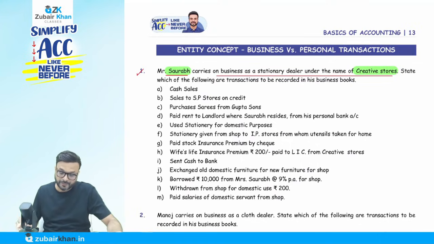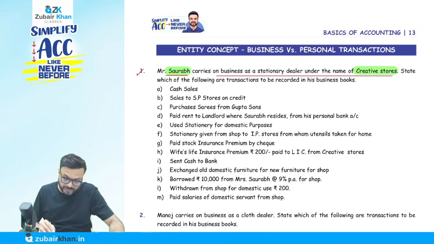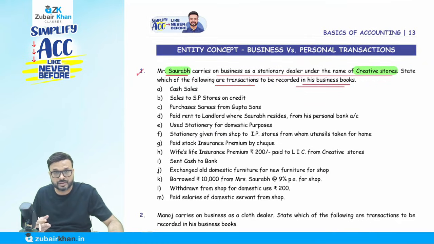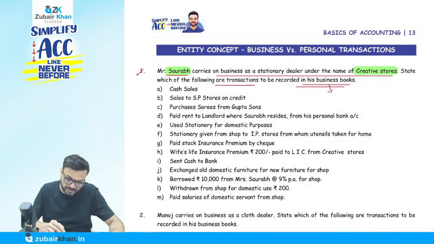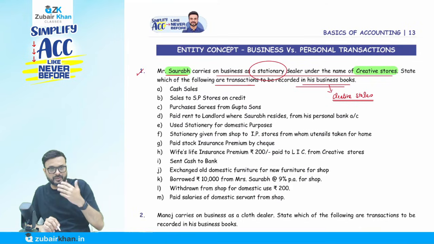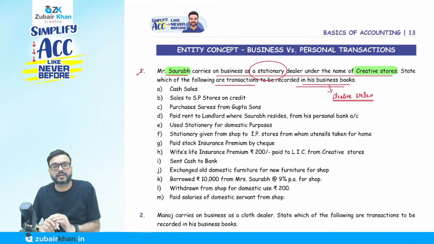Yes, both are different. State which of the following are transactions to be recorded in his business books. So they are saying which are the transactions to be recorded in the business books. This is what they're asking us. So what is the name of the business? Creative Stores. And they are in the business of what? Stationery.